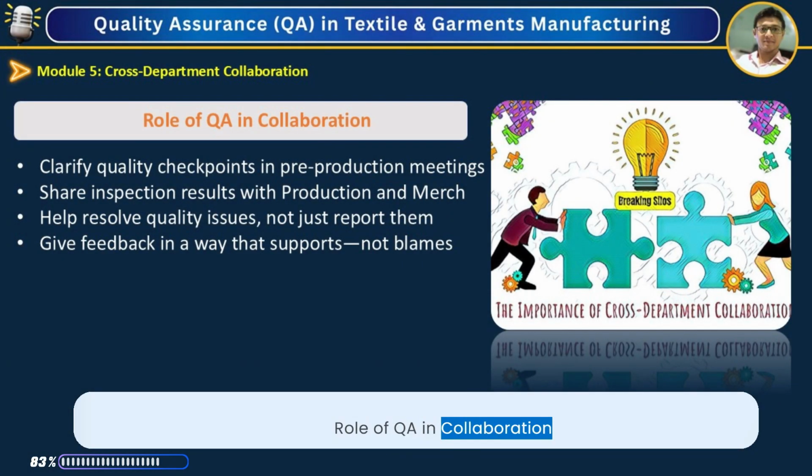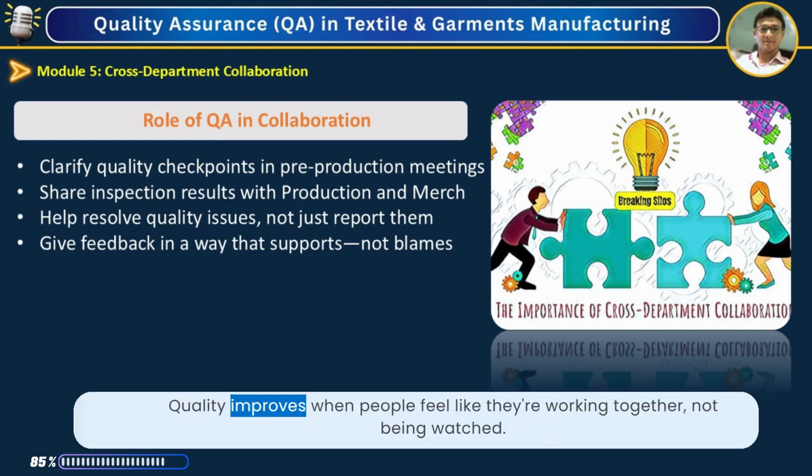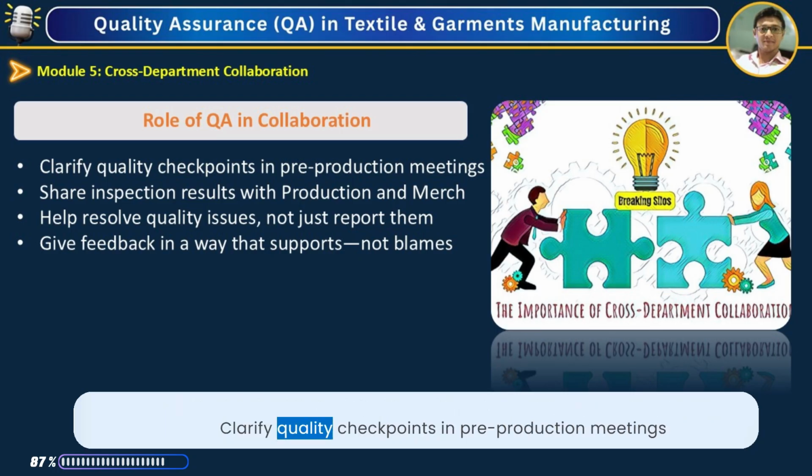Role of QA in collaboration. QA must be a partner, not a policeman. Quality improves when people feel like they are working together, not being watched. Clarify quality checkpoints in pre-production meetings. Share inspection results with production and merch. Help resolve quality issues, not just report them. Give feedback in a way that supports, not blames.